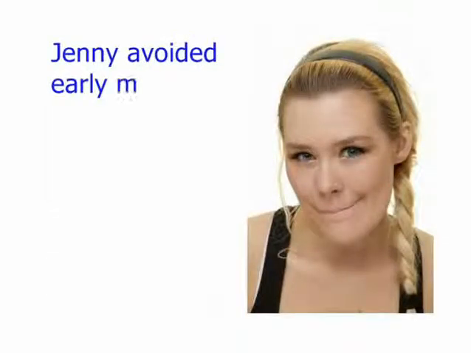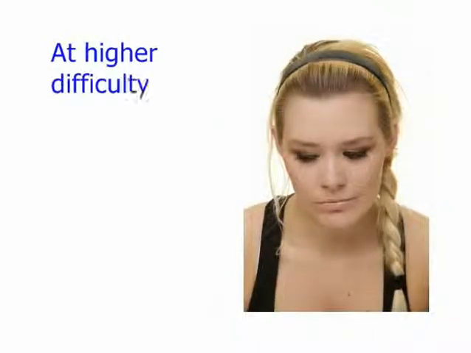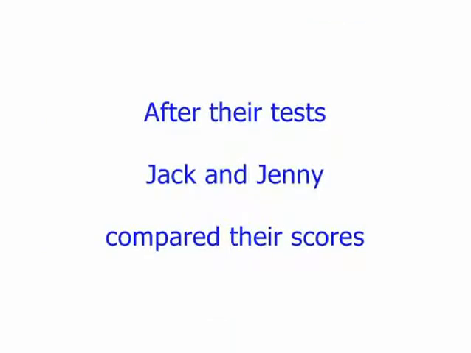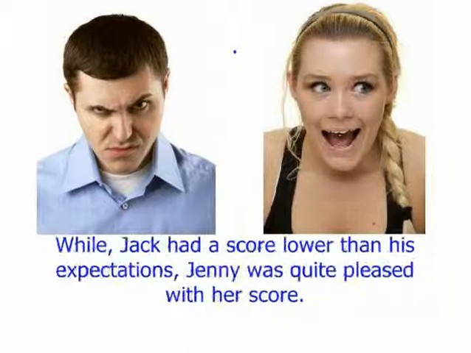Jenny, on the other hand, was very careful in avoiding early mistakes in the test. However, as the questions in the GMAT CAT became more difficult, she made a few mistakes. By the end of the 37-question test, her count of wrong answers was also 10. After their tests, when Jack and Jenny received and compared their scores, they were quite surprised. Jack had gotten a low score, whereas Jenny's score was many points higher than Jack's score. While Jack had a score lower than his expectations, Jenny was quite pleased with her score.